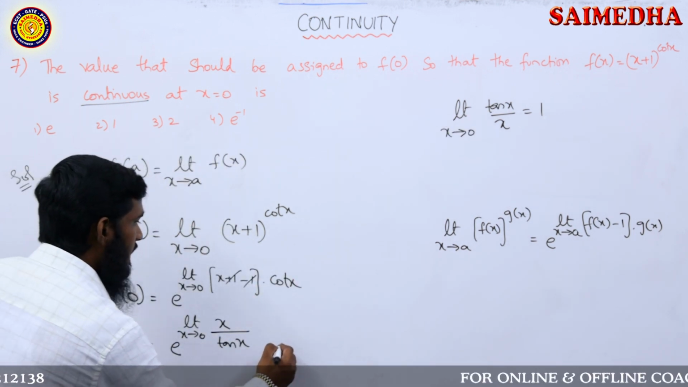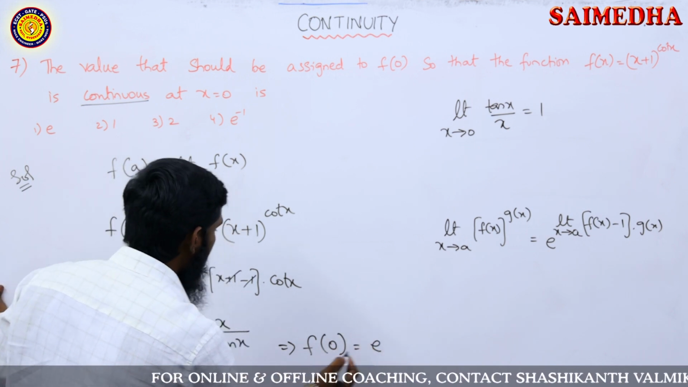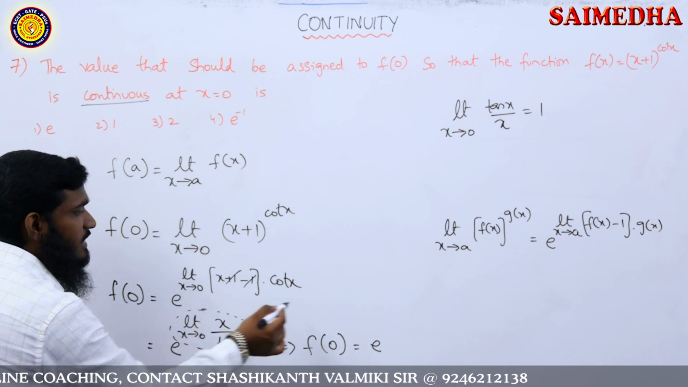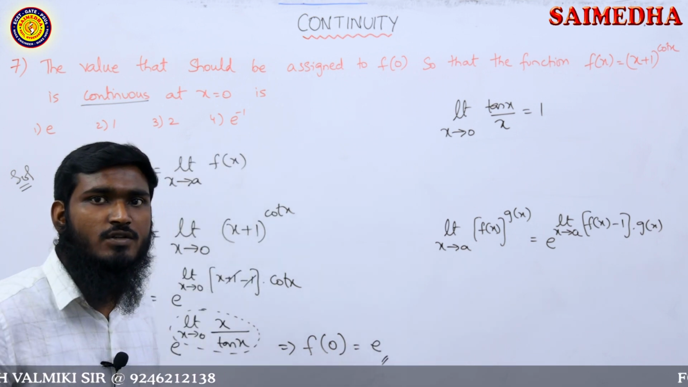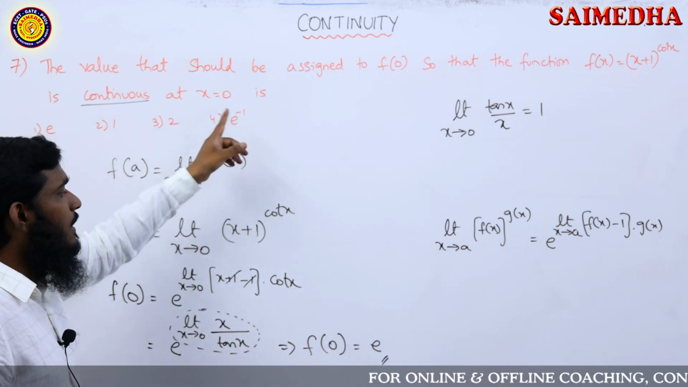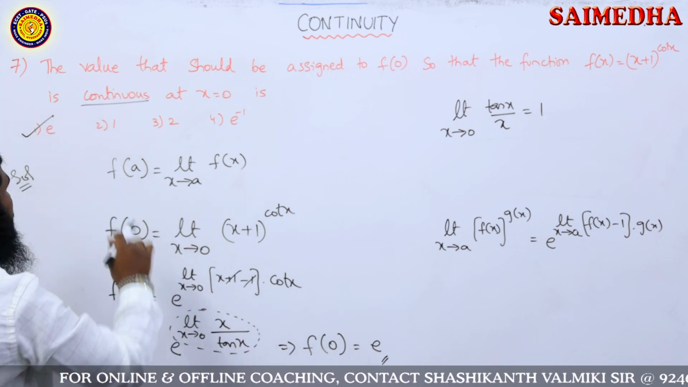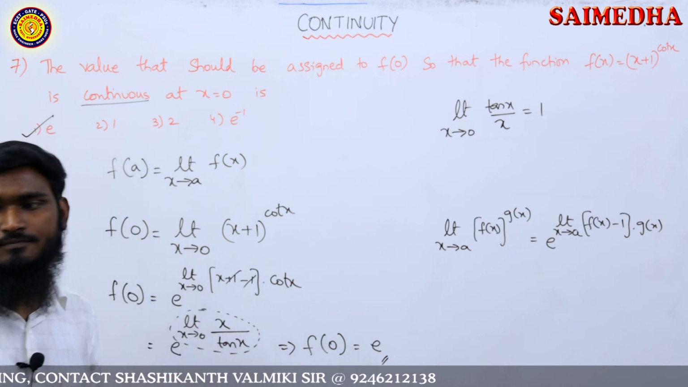So the f of 0 value equals e power this complete part, and the power value equals 1. e power 1 is e itself. Understood? So what are the options given here? e, 1, 2, e power minus 1. According to our answer, let us go with option number 1, which is e. Is it clear? Now pause the video and note it down.